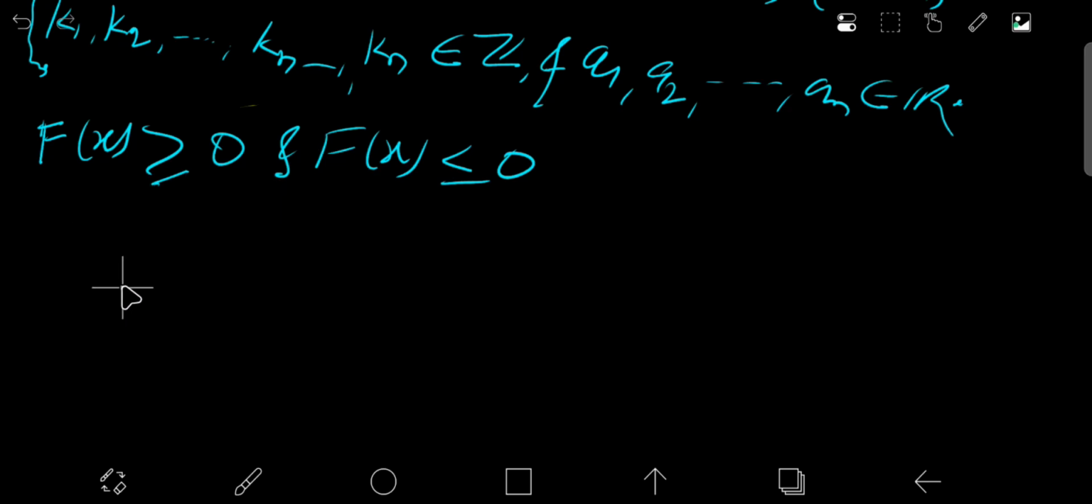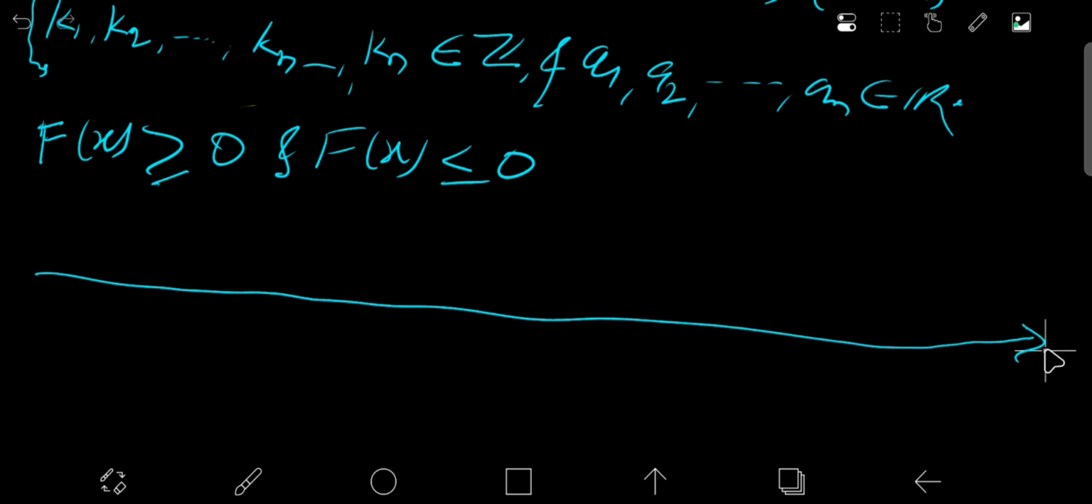So now proceed, how we take. Firstly we find the roots. So how do we find the roots? Firstly we draw a real number line. This is a real number line. This side is minus infinity, and this side is plus infinity, okay.